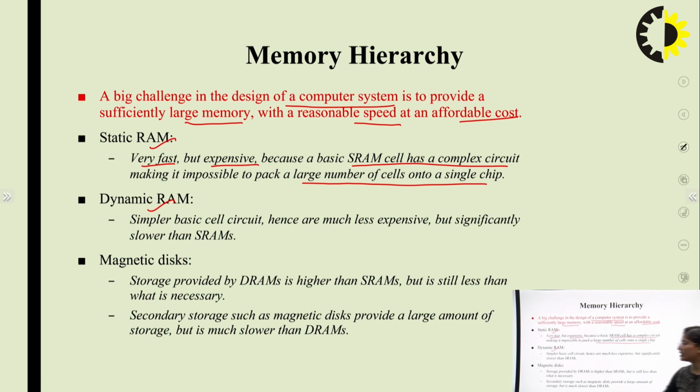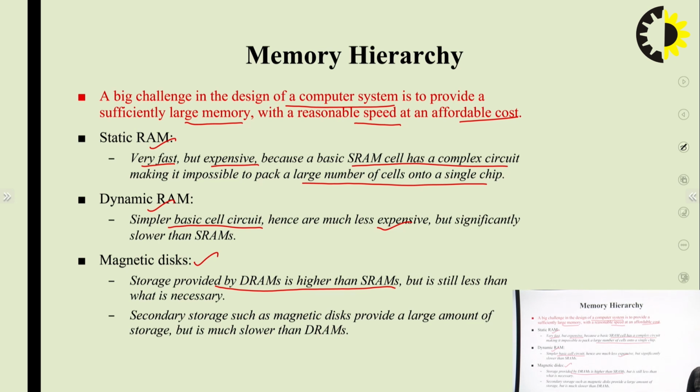Then what about dynamic RAM? Dynamic RAM has a simpler basic cell circuit, and that's why it is much less expensive. But the problem is that it is slower than static RAM. Then why is it used? If we can't afford too much, or our customer can't afford too much, and we have to compromise on speed, then we can use dynamic RAM as compared to static RAM. Then coming towards magnetic disk, the storage provided by dynamic RAM is higher than SRAM.